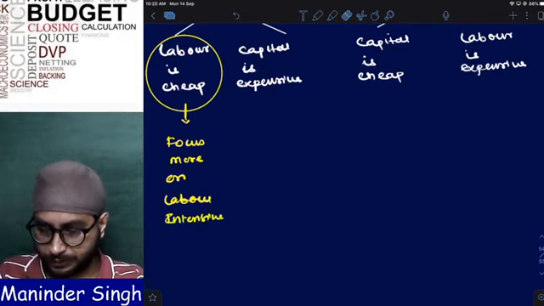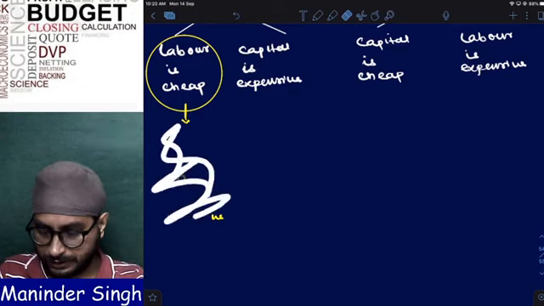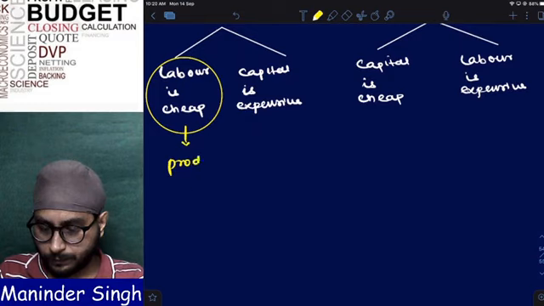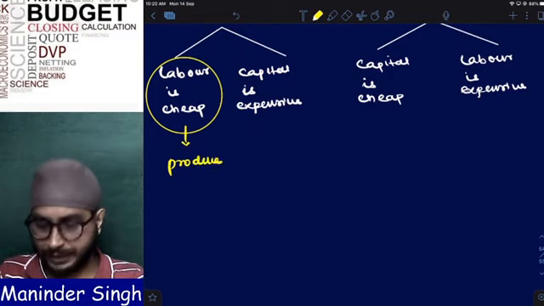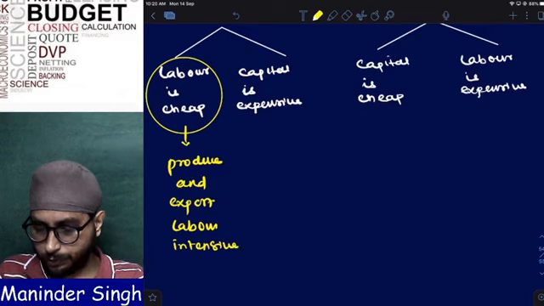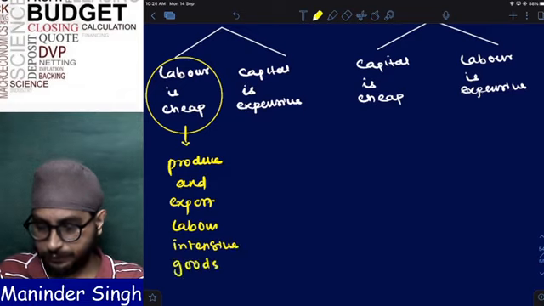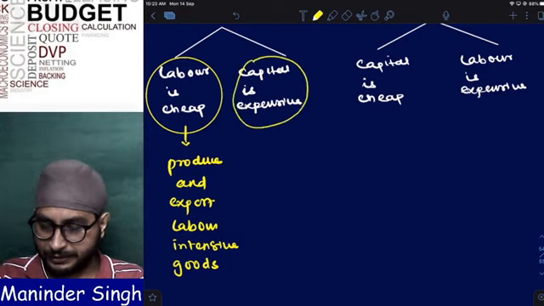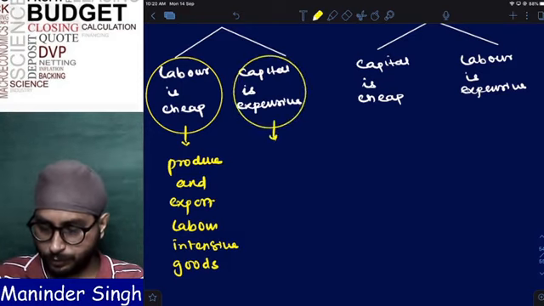Or I can say it something like this. Rather than writing like this, can I say labor is cheap, right? So produce labor intensive goods and export labor intensive goods. Produce and export labor intensive goods, right? Clear? And can I say capital intensive goods, may import more.